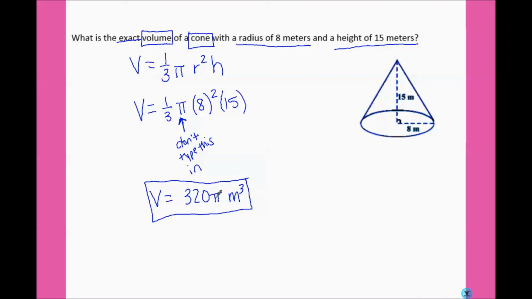So a couple keys to let you know not to type in the pi would be if it says exact, or if you had on a test the answer blank and then it had pi, inches squared afterwards. It's saying leave the pi out, or if your answers were like 12 pi, 3 pi, 17 pi. If you see the pi's written, that's your key not to type it in.